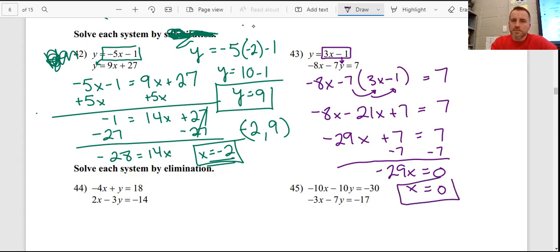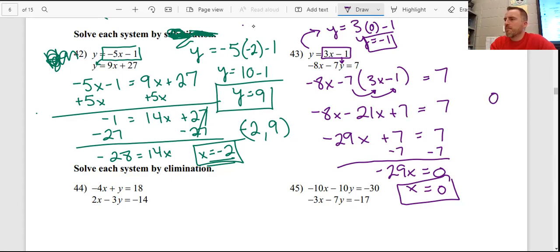Okay? And that is most of the problem, but now we have to go back to the original equation that says y is 3 times x minus 1. Now that we know what x is, we can plug it in. We get y equals negative 1. So the solution to this system is 0, negative 1.